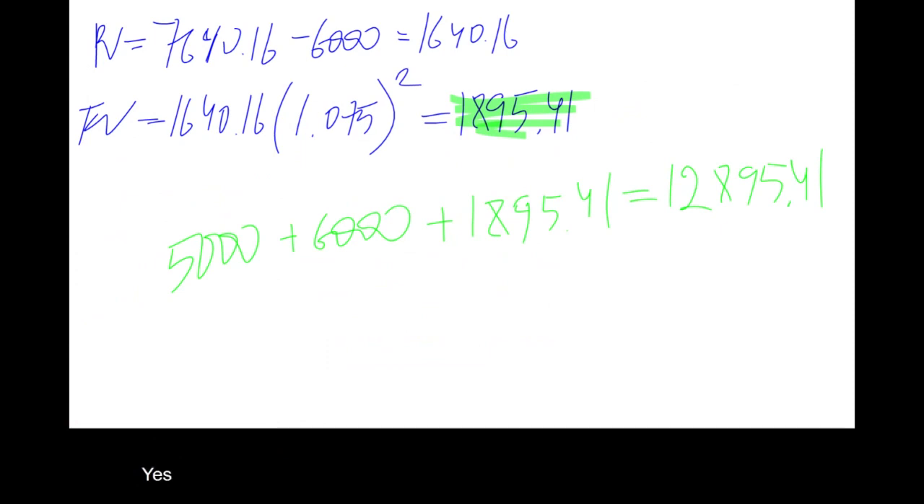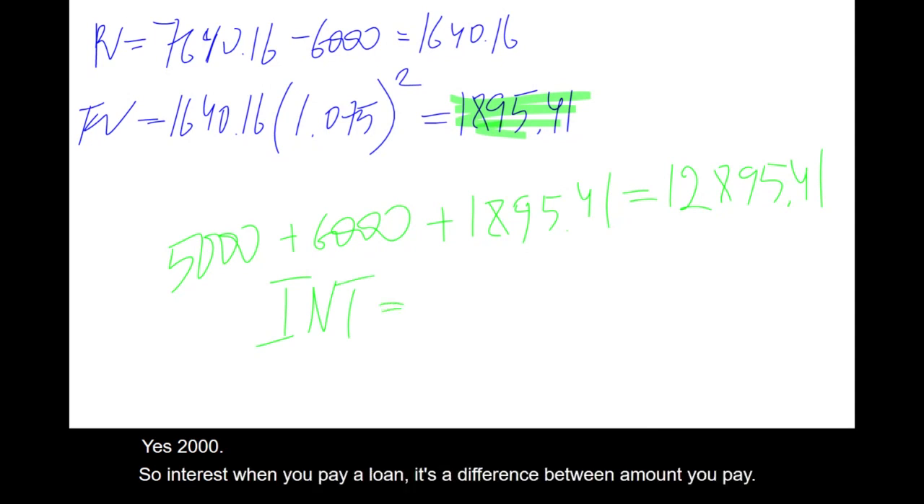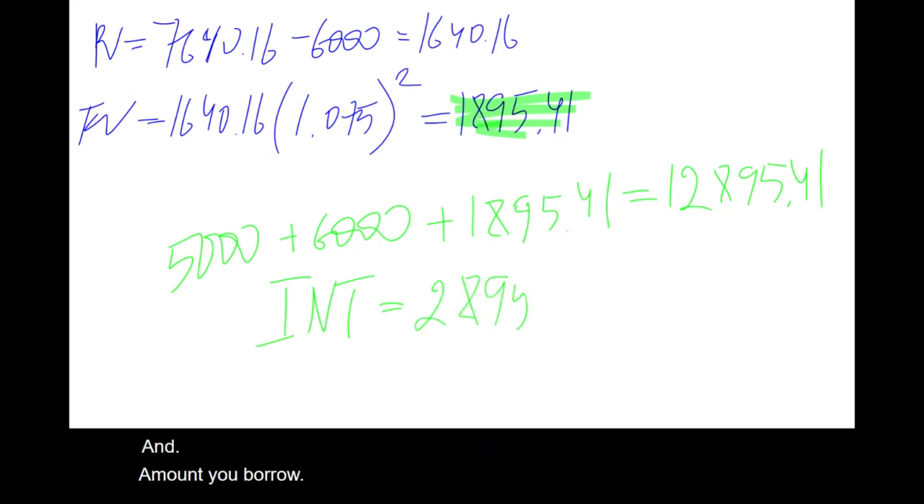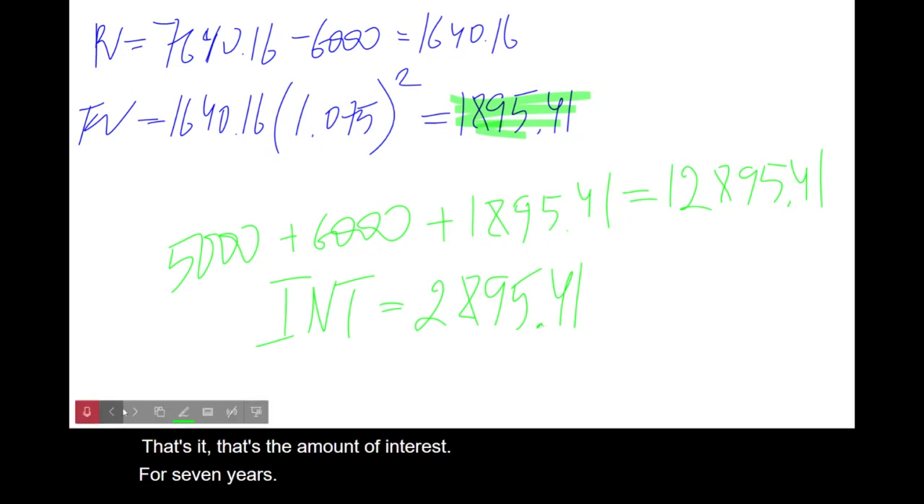Yes, 2,000. So interest, when you pay a loan, is the difference between the amount you pay and the amount you borrow. That's it. That's the amount of interest, well, for 7 years. Okay, let's move forward.